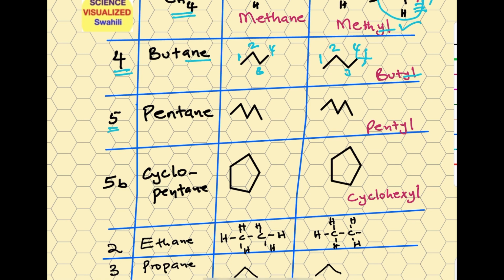With 5 carbons, the alkane is called pentane, so it has 1, 2, 3, 4, and 5. The alkyl group derived from that, so that 5 will be part of a chain of a side group to something else, is pentyl, YL.